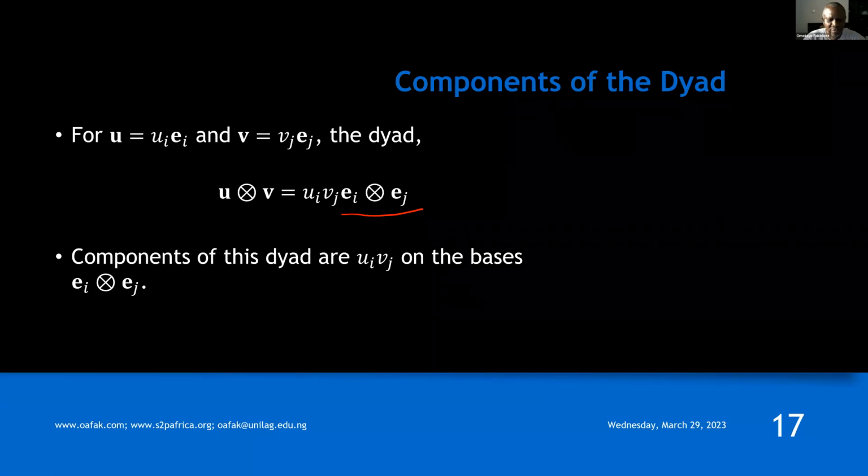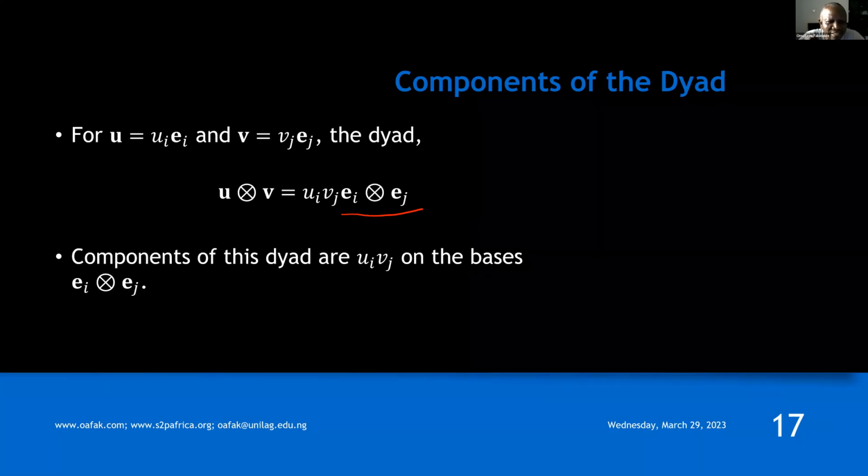Let us go on now and show that if U is U_i e_i and V is V_j e_j, then the components of the dyad can easily be found. We don't even need to do anything. The components of the dyad are just straightforward. So it's U_i V_j, e_i circle times e_j.